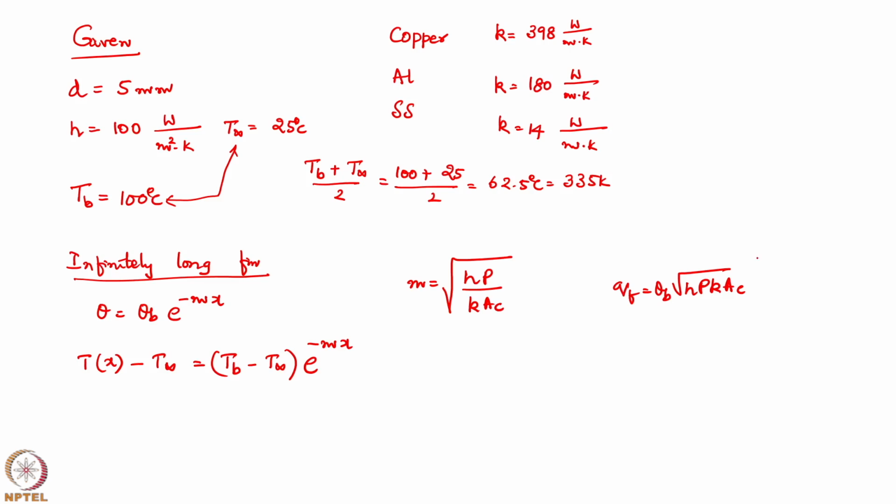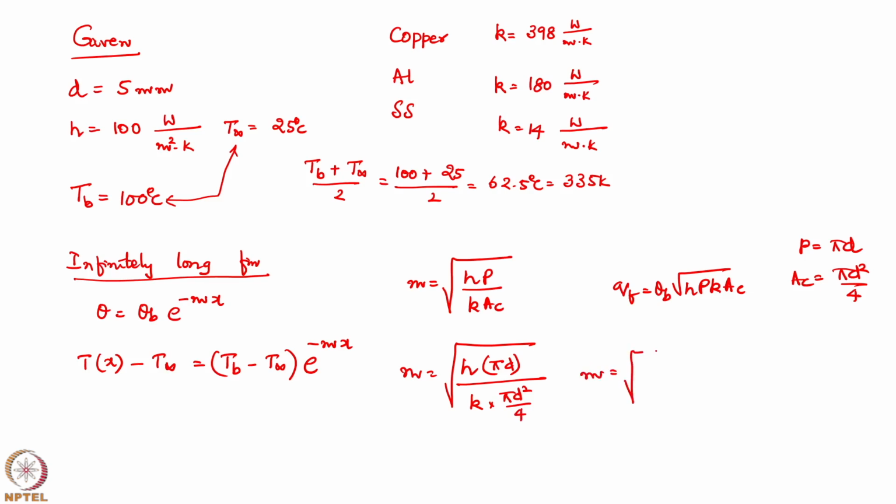So, now let us calculate m. m equal to square root of h into perimeter by k into Ac. This is a circular pin, so your perimeter P equal to pi d and Ac is pi d squared by 4. If you substitute h into pi d divided by k into pi d squared by 4, you get m equal to square root of 4h by kd.